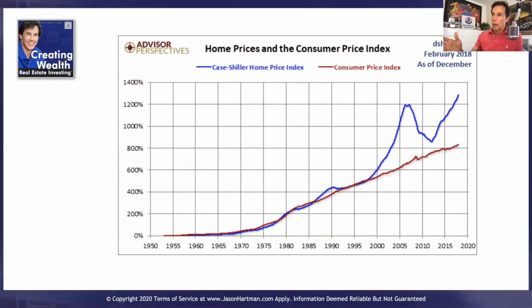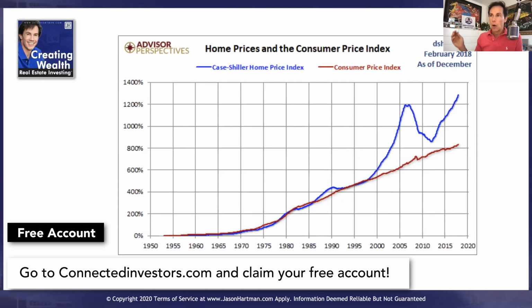Here, if we look at home prices compared to the most common metric for inflation, which is the CPI, or the Consumer Price Index, we can see that mostly home prices track the CPI pretty closely. But sometimes they get way out of sync with the Consumer Price Index, and home prices go way above the CPI. Now, this particular chart is based on the Case-Shiller Home Price Index, which I think is pretty flawed, and I don't have time to go into that today, but just know that this is the most commonly used index, but it is very flawed.